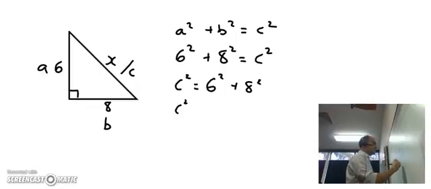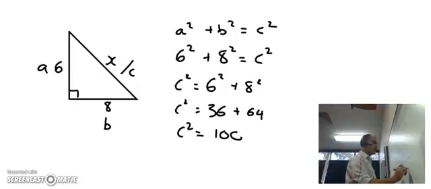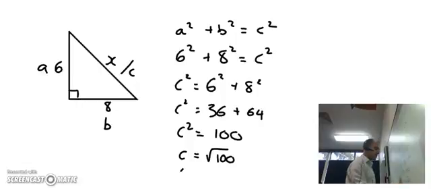So C squared is equal to 36 plus 64. C squared is equal to 100. Remember, this is squared, so we have to take the square root. C is equal to 10.